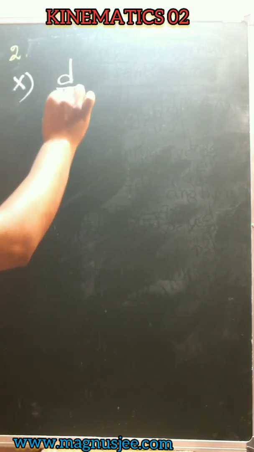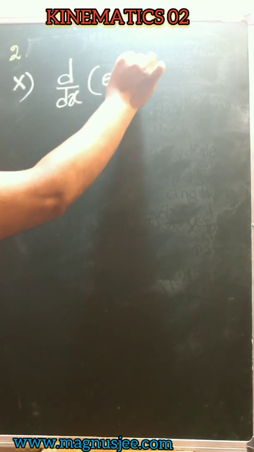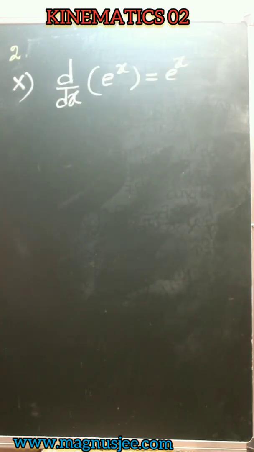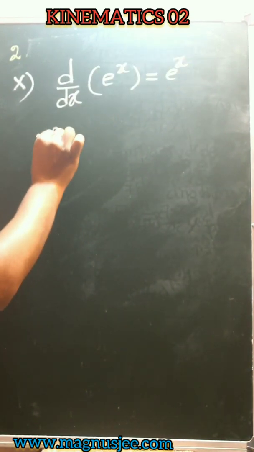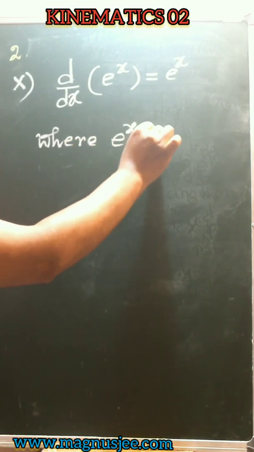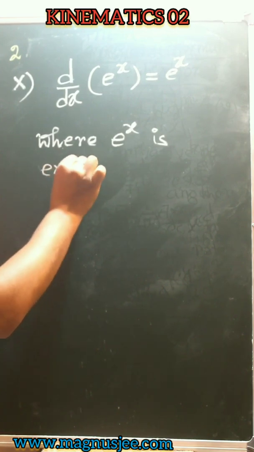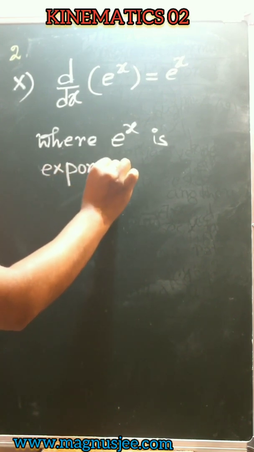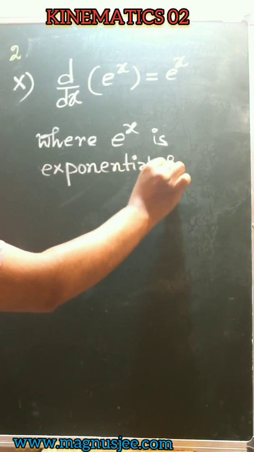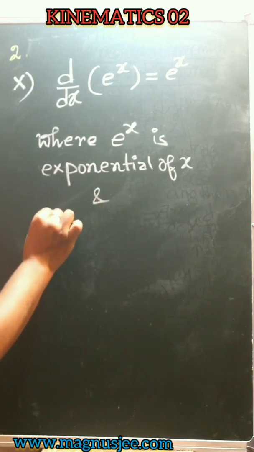Number 10 formula is d/dx of e to the power x is equal to e to the power x. So if we differentiate e to the power x, there will be no change. e to the power x will be e to the power x. So this is the one function on which if differentiation is operated, there will be no change, where e to the power x is the exponential of x.